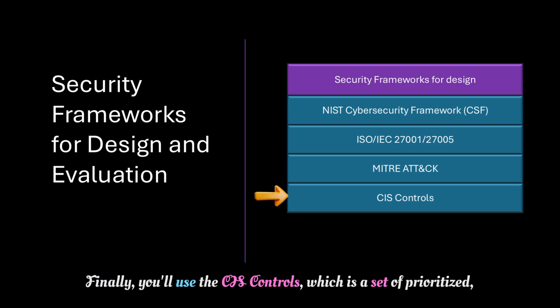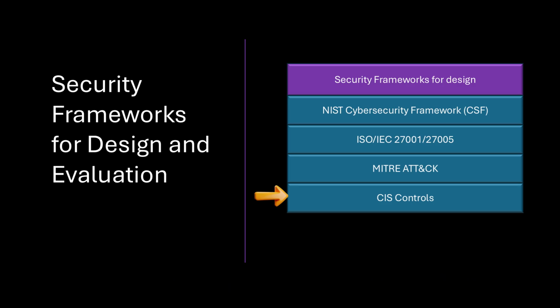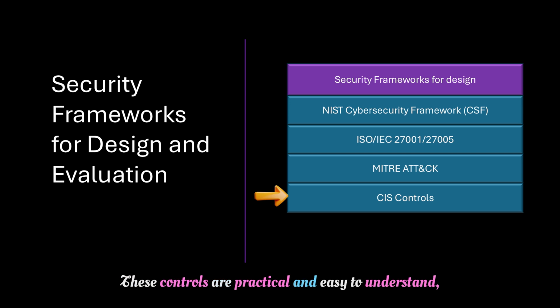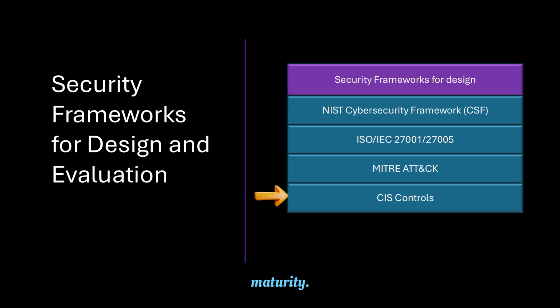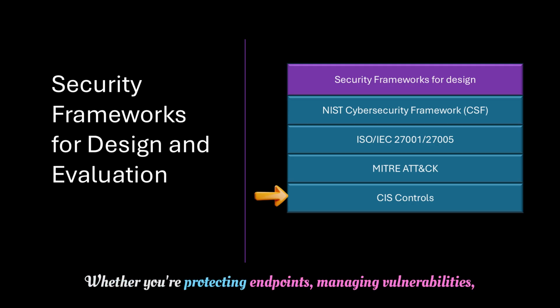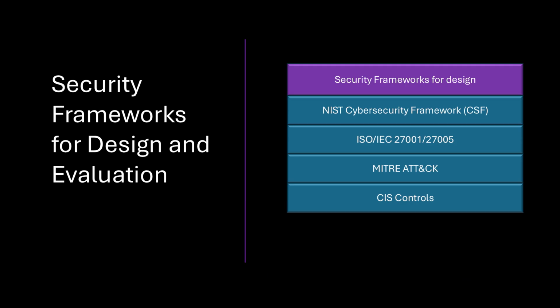Finally, you'll use the CIS controls, which is a set of prioritized, actionable steps designed to strengthen your cyber defense posture. These controls are practical and easy to understand, making them perfect for quickly improving security across various levels of maturity. Whether you're protecting endpoints, managing vulnerabilities, or securing access, the CIS controls help you focus on what matters most.